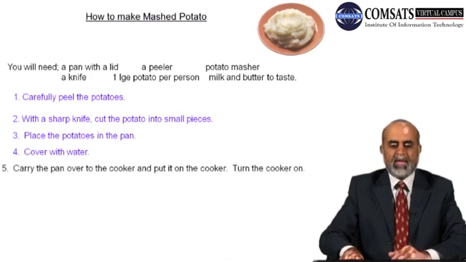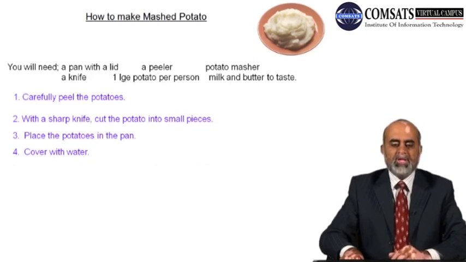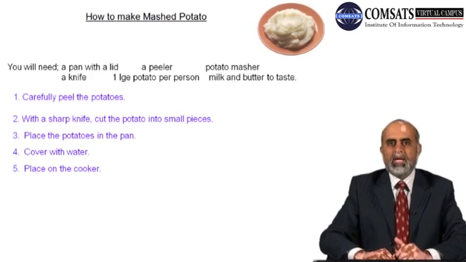Okay, instead of carry the pan over to the cooker and put it on the cooker, turn the cooker on. Again, this is redundant information. This is very obvious. We don't need to place this information. Instead, we can change it with this simple sentence as place on the cooker. And you don't need to tell that turn on the cooker. It is very obvious.